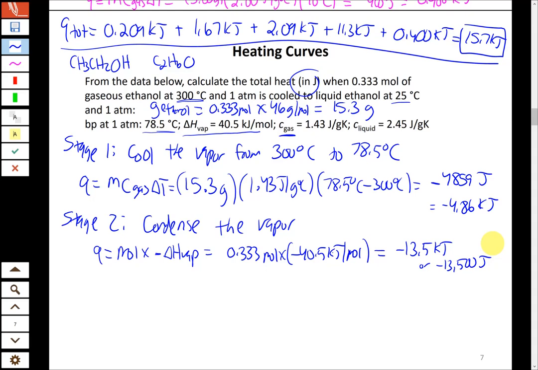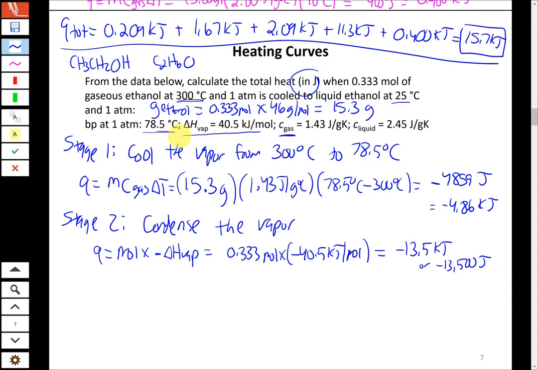Kilojoules is probably better here, but I think I asked for joules, so we'll do both. So it's negative because we're condensing the substance. So when you have a delta H of vaporization, that refers to the enthalpy change for converting the liquid into the gas. Here we're going opposite, gas to liquid. So as we talked about in chapter 7, when you flip the direction of a chemical or physical process, you flip the sign of the delta H that's associated with it.